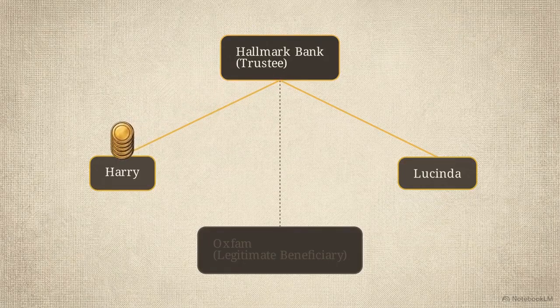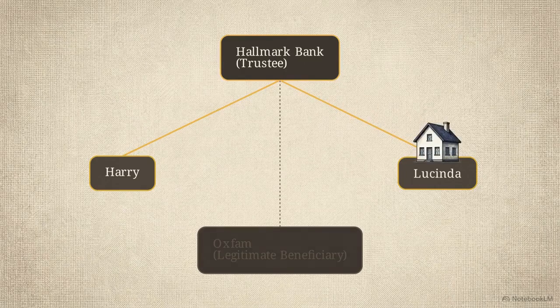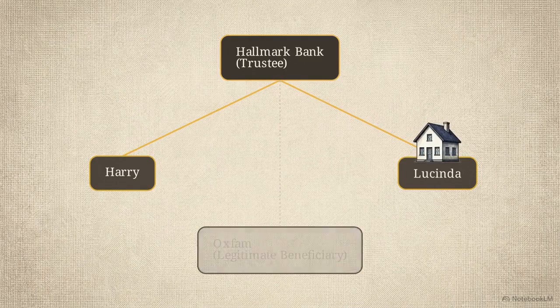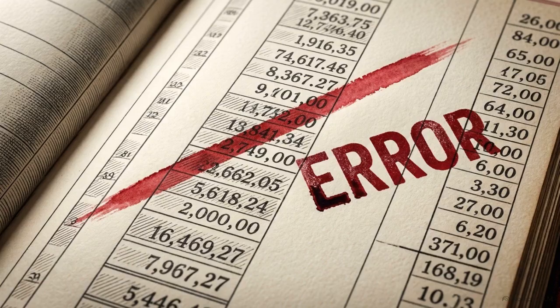Half goes to Camilla's son Harry, who immediately spends it. The other half goes to her daughter Lucinda for a house deposit. The legitimate remainder beneficiary, the charity Oxfam, is left with absolutely nothing. The bank breached its duty by distributing the trust property to the wrong people.